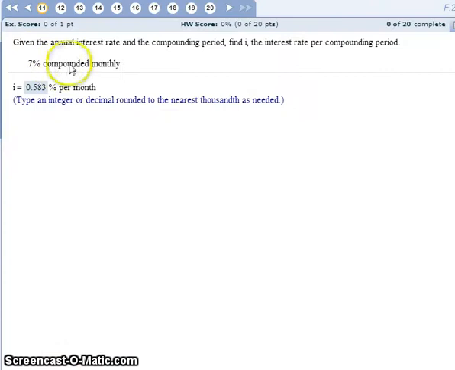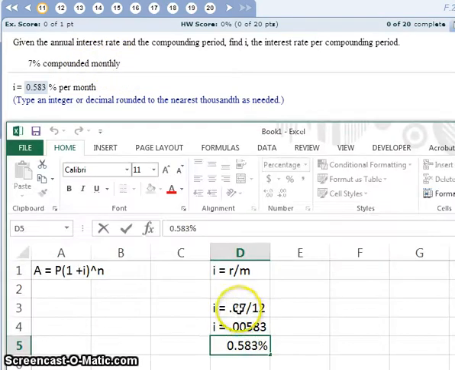For number 11, compound interest, we're trying to find I, which is the interest rate every time we compound. So we have the annual interest rate, the interest rate for the year of 7%, but we're going to be compounding 12 times throughout the year because we compound monthly. So take the annual interest rate and divide by how many times you're compounding, and you'll get your value here for this problem, and as a percent we have 0.583.